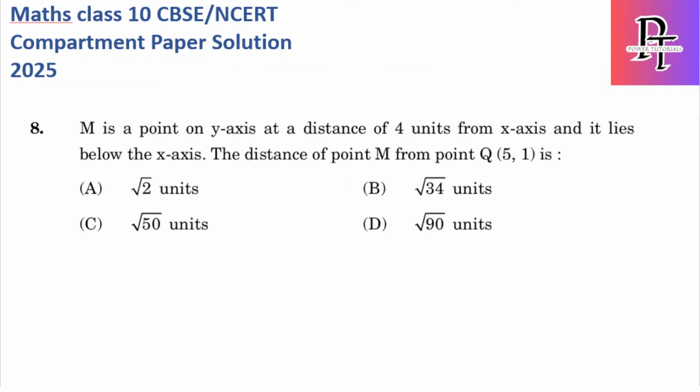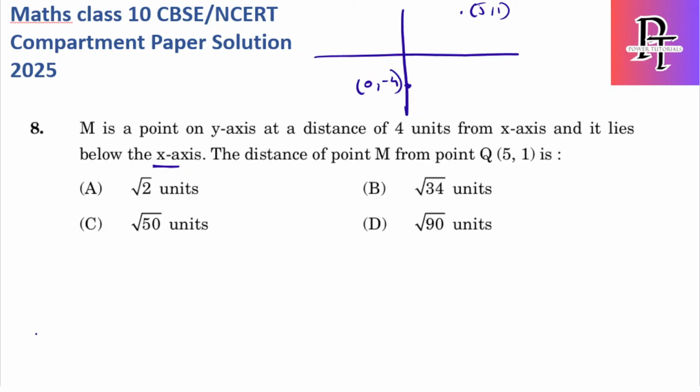Okay, let's move to the next question. M is a point on the y-axis at a distance of 4 units from the x-axis, and it lies below the x-axis. Below the x-axis means the y-coordinate is negative. So if I draw a number line like this, then the point will be here because it is below the x-axis and the point is on the y-axis. So this point is nothing but 0, minus 4. The second point they have mentioned, Q, should be somewhere here, which is 5, 1.